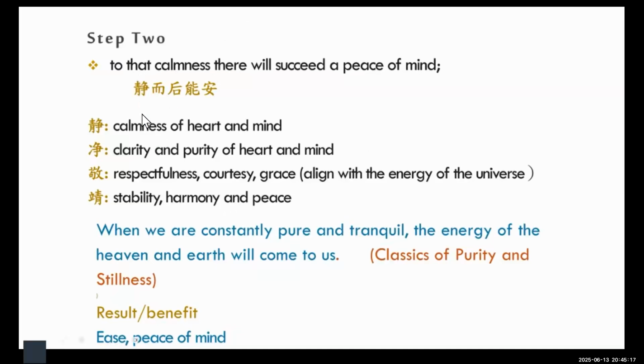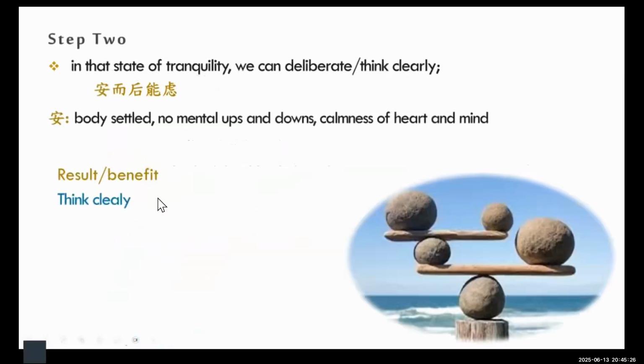Now with this calmness or tranquility, we have the ease and the peace of mind, which leads up to the next step. In that state of tranquility, we can deliberate, we can think clearly. Notice this character also has the part which means the roof of a house, and the lower part is the female. Imagine a house with maybe a mother or a wife. It gives us a sense of settlement or serenity, right?